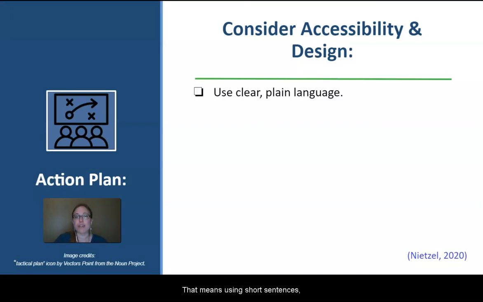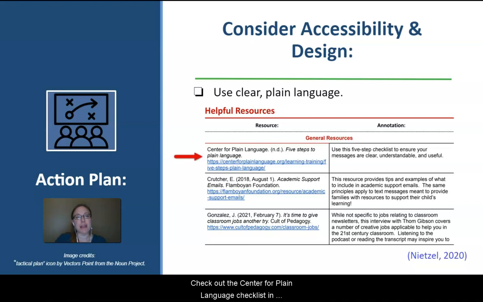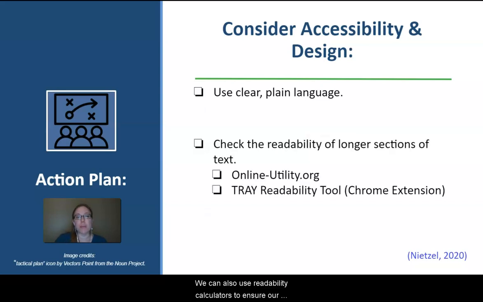That means using short sentences, explaining academic terms that families may not know, and avoiding educational jargon. Check out the Center for Plain Language checklist in the Helpful Resources section of your PL guide for more details. We can also use readability calculators to ensure our newsletters are written at an appropriate readability level.